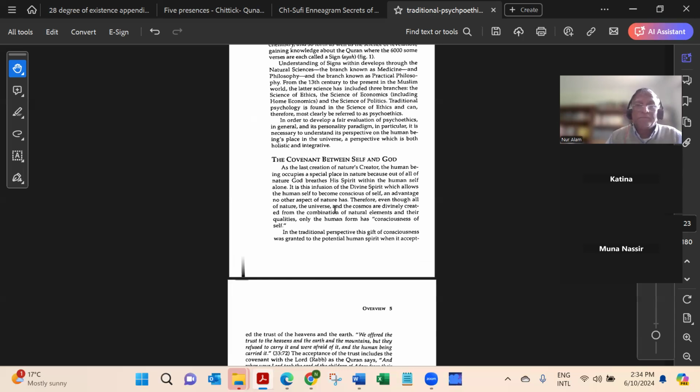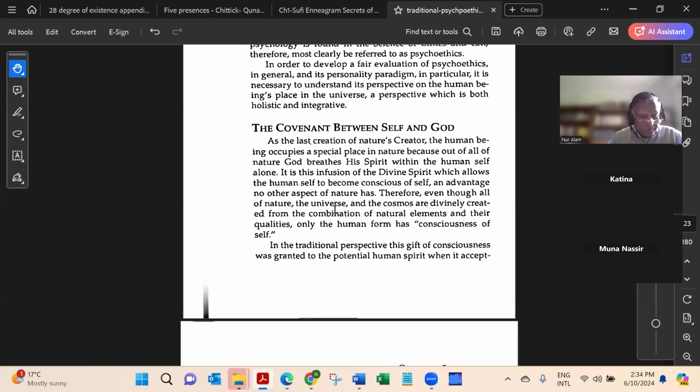The covenant between self and God. As the last creation of nature's creator, the human being occupies a special place in nature because out of all of nature, God breathes his spirit within the human self alone. It is this infusion of the divine spirit which allows the human self to become conscious of self, an advantage no other aspect of nature has. Therefore, even though all of nature, the universe, and the cosmos are divinely created from the combination of natural elements and their qualities, only the human form has consciousness of self.